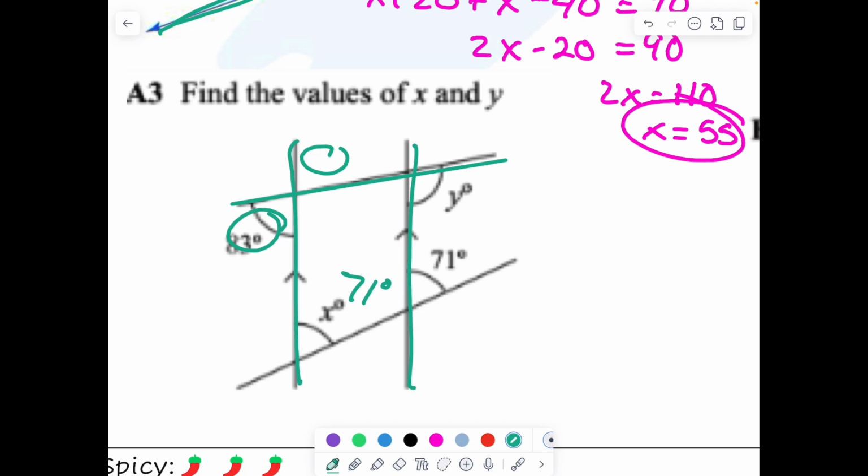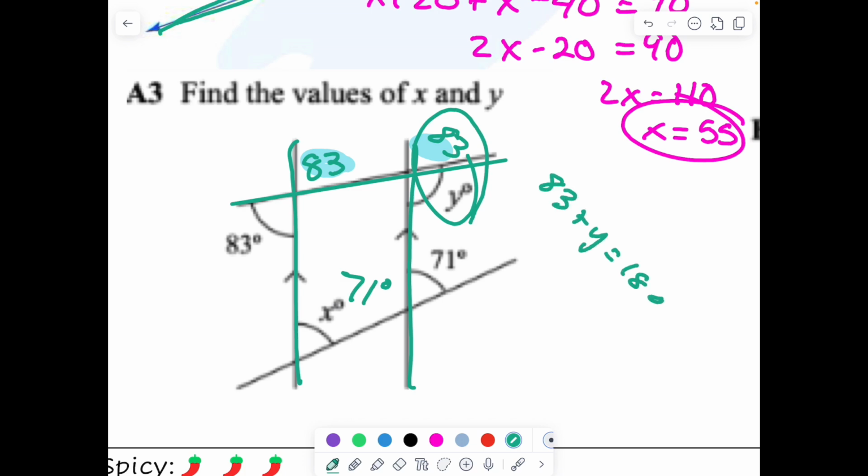Here, this is vertical angles, so that's also going to be 83. Which means 83 and this angle right here are corresponding, so that's also 83. And then 83 and y should add up to 180. So 180 minus 83 is 97. So y is 97.